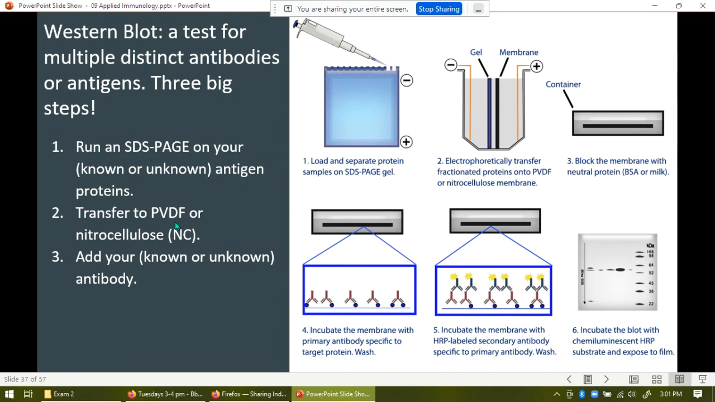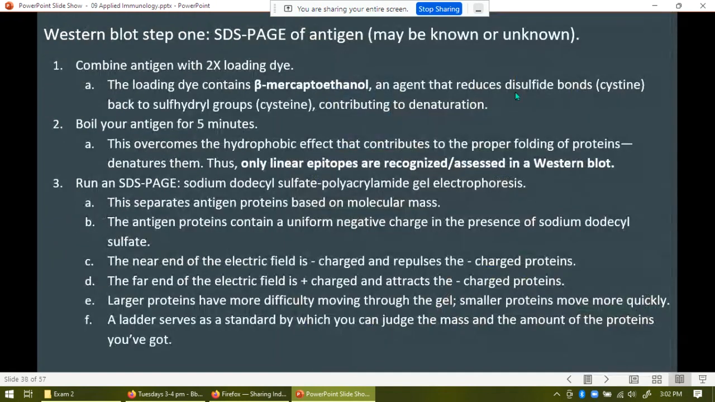Then you transfer your antigen proteins onto a paper-like substance, either PVDF or nitrocellulose. And then last, you add the antibody, and then you analyze whether the antibody is present. And the results look something like this, which you can see here. So this is a really nice depiction of how this test works.